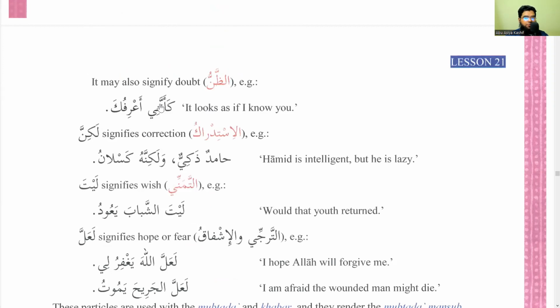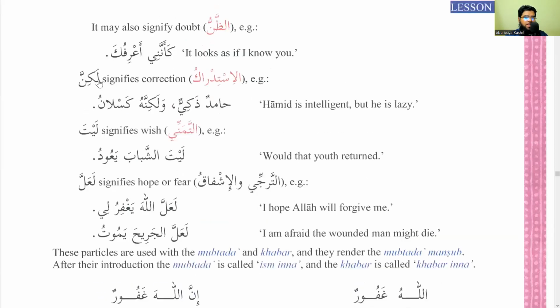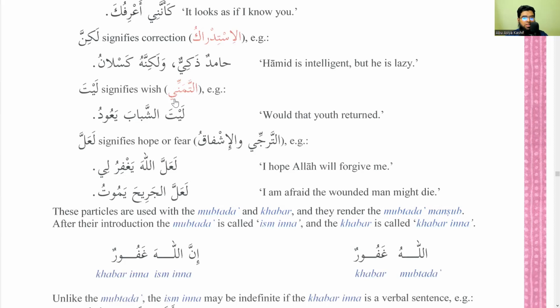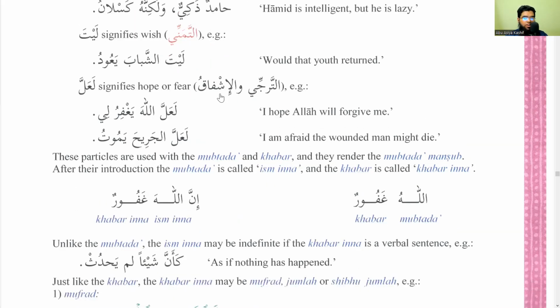Kannani arifuka. It could be zann also, it could be a doubt. Or istidrak. Lakinna means istidrak. Like Hamidun dhakiyun walakinnahu kaslan. Hamid is intelligent, but he's lazy. But lakin, laita. And we learned lakin also in one of the classes. The lighter form of lakinna is lakin. Laita is used for tamanni, wishing. Tamanni means wishing. And we learned about laitani, ya laitani kuntu turaba. La'alla is hope or fear. In book 2 also he brought this: at-taraji wal ishfaq.